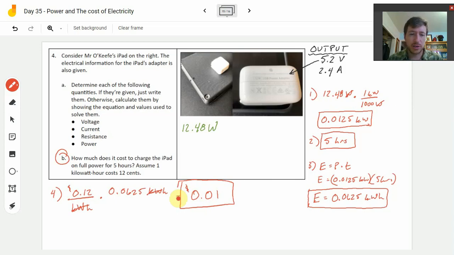Now this is, of course, you're going to be charging it for probably more than 5 hours throughout the year, so it could cost you a decent bit as time goes on, but compared to the cost of the device itself, the cost to actually run it and charge it is relatively minimal.